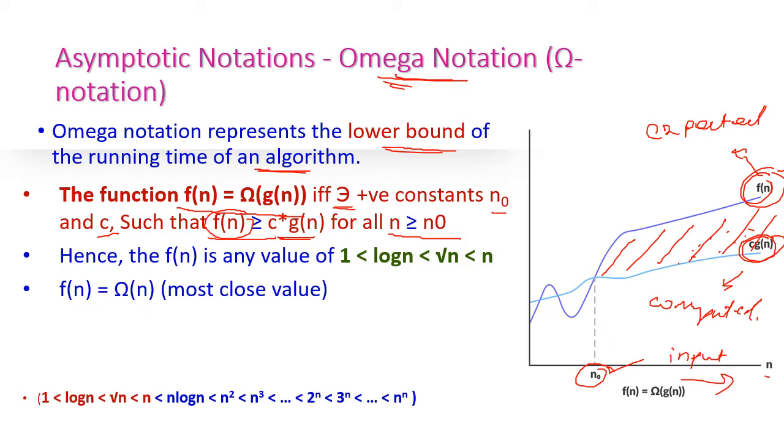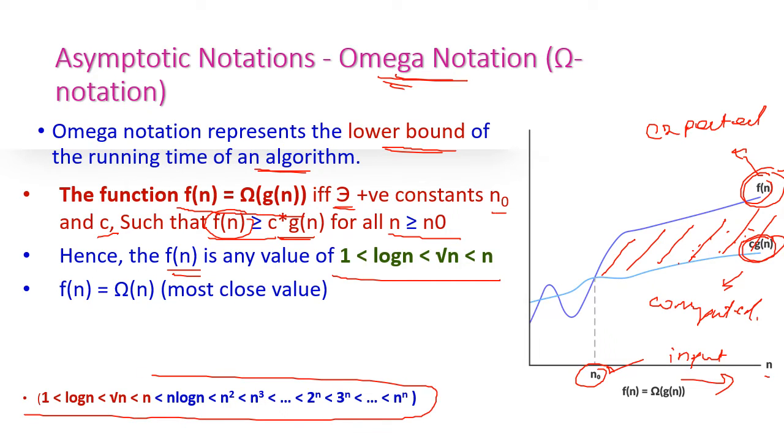Hence, the f of n value should be any one of these values: 1, log n, root n. So these are the runtime values of an algorithm. Here the omega value should come in any one of these regions, and here the closest value is n. So f of n equal to omega of n is the closest value. So this is the omega notation.